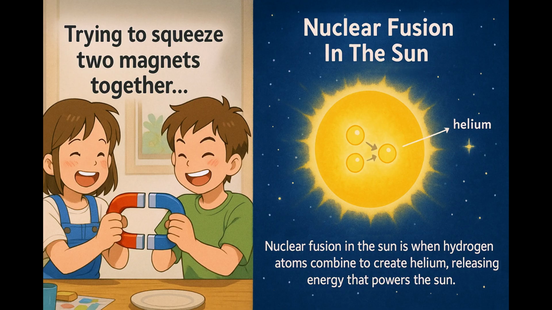Imagine trying to squeeze two very stubborn magnets together, with the same poles facing each other, as they keep pushing away from one another. This is similar to what happens in the sun, where hydrogen atoms resist each other due to their positive charges, yet under immense pressure and heat, they are forced to combine to form helium. Just as you need to apply a significant force to overcome the repulsion between the magnets, the sun's core provides the intense pressure and temperature needed to overcome the repulsive forces between hydrogen atoms, allowing nuclear fusion to occur.